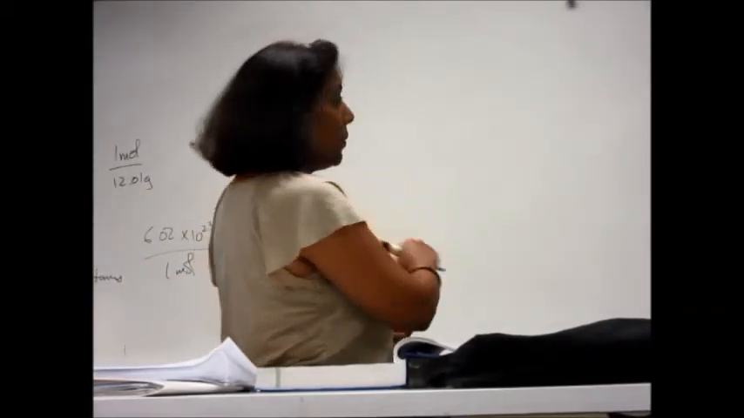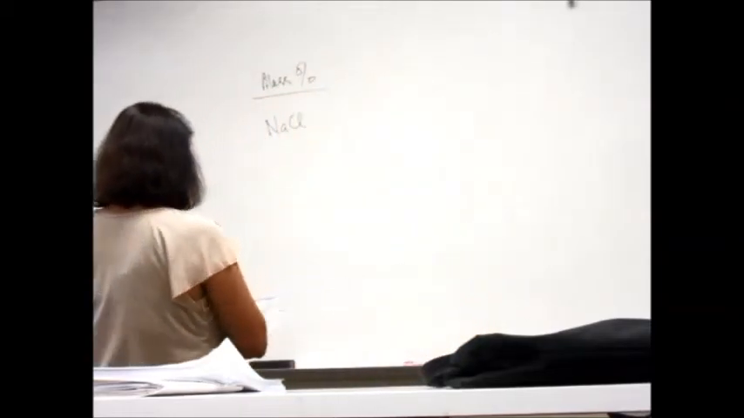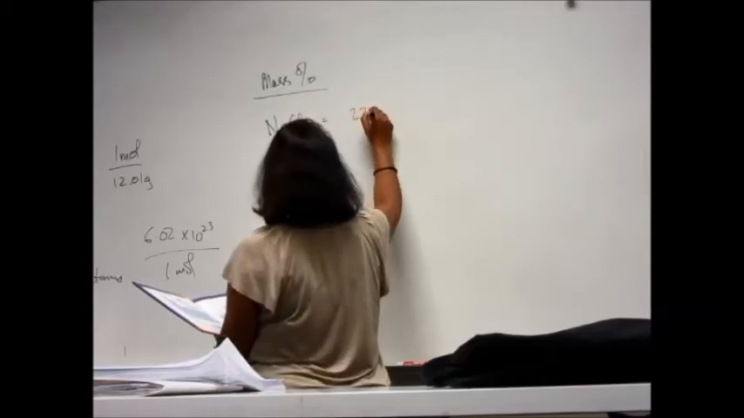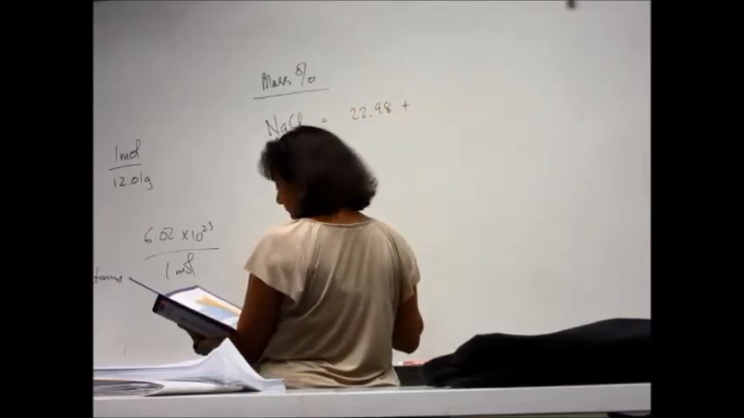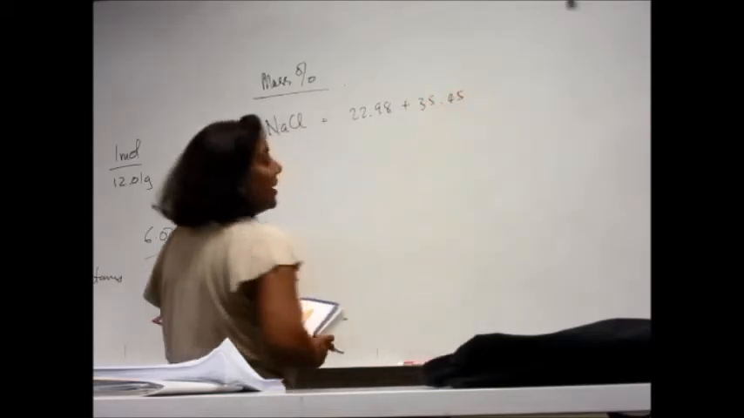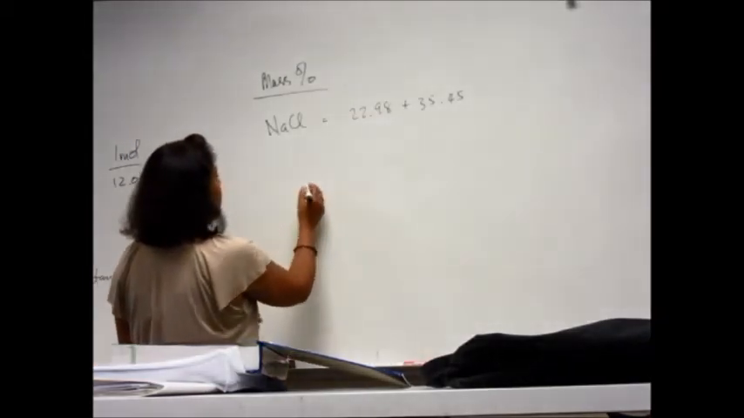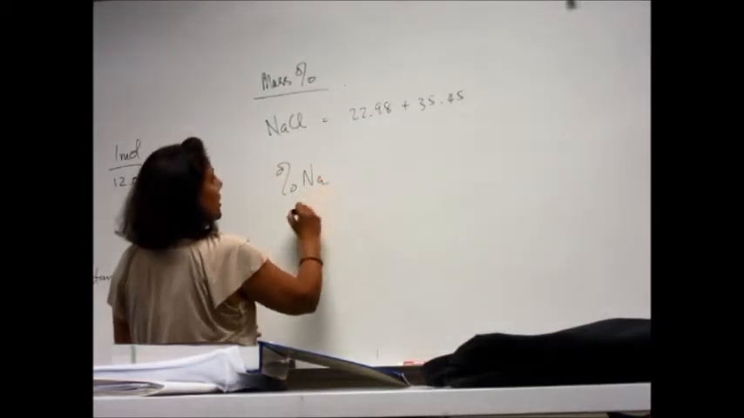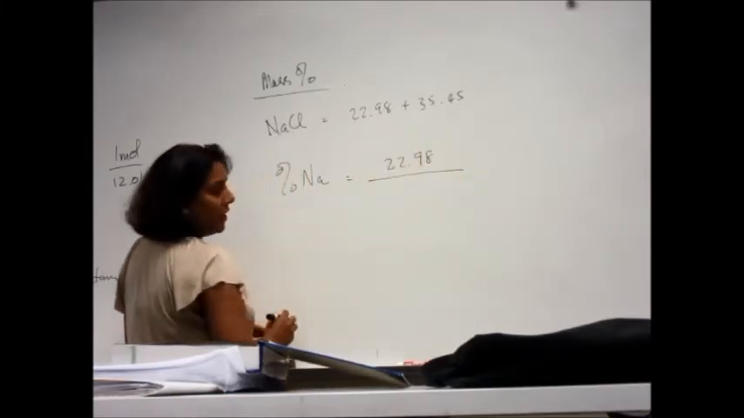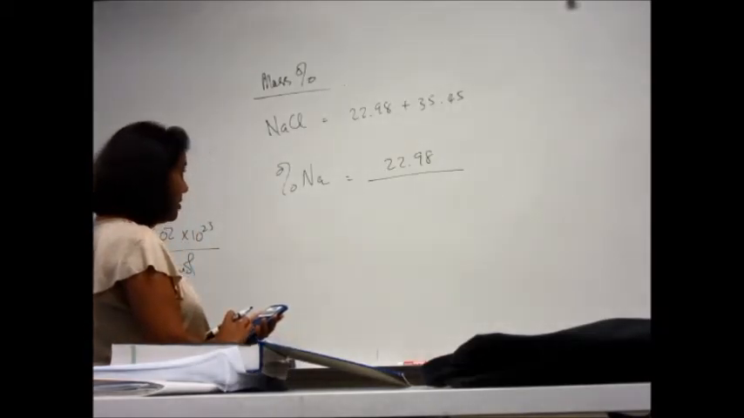So in that case, what you will have to do is take the masses, okay, from the periodic table. So here NaCl becomes 22.98 and Cl is 35.45. That's the total mass. And then since you're calculating for sodium, percent sodium is 22.98 divided by the total of that. Let's do that real quick here. It's about 58 something, I think 58.43.